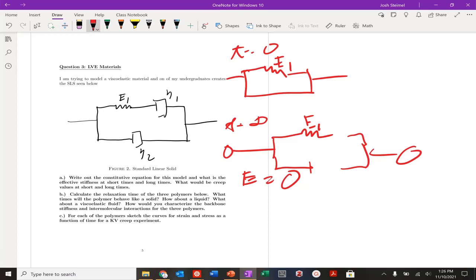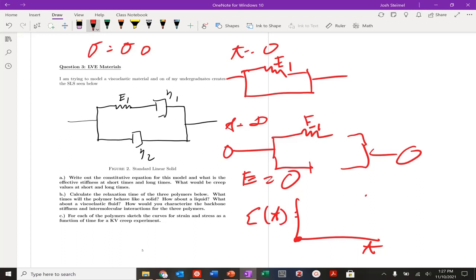Now, it asks us to consider what the creep behavior would be at these long times and short times. So if we remember, what are we doing in our creep experiment? In our creep, our stress is equal to a constant value, so we're looking at our strain as a function of time for this model. So at very, very short times, the strain would be effectively 0, and up here the strain would be almost infinite. You pull and it'd be instantly going off.